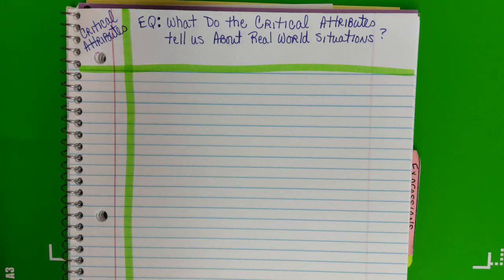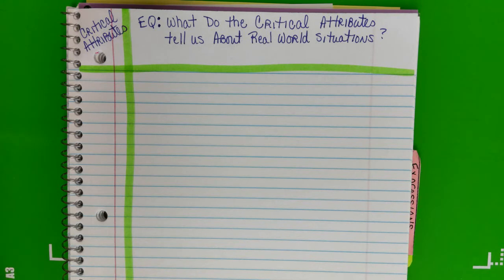Okay, in this lesson we're going to look at the critical attributes of a linear function or graph. And what I want you to think about especially is how we interpret those critical attributes. What do those critical attributes tell us about real world situations?